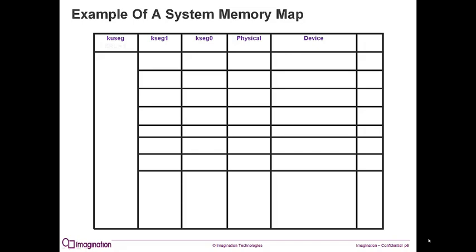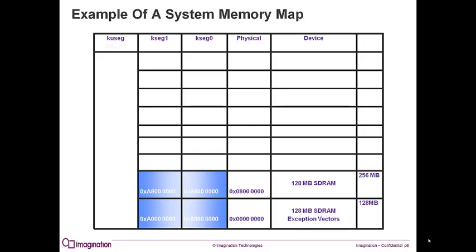This is an example to give you a perspective of the MIPS core map in relation to a system memory map. This system has 128 megabytes of SDRAM starting at physical address 0. As you can see, this maps to virtual address 0x80000000 in KSEG0 and 0xA0000000 in KSEG1 to physical address 0. The exception vectors are located in this region starting at address 0. There is an optional 128 megabytes in the next contiguous memory region.